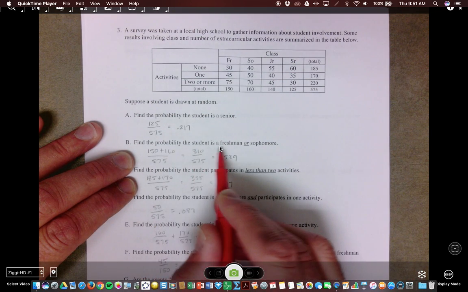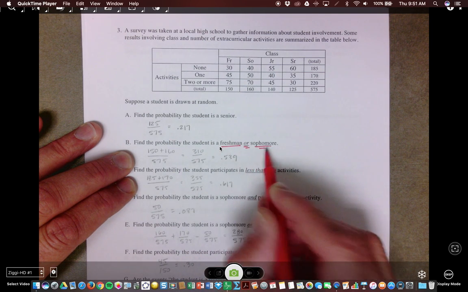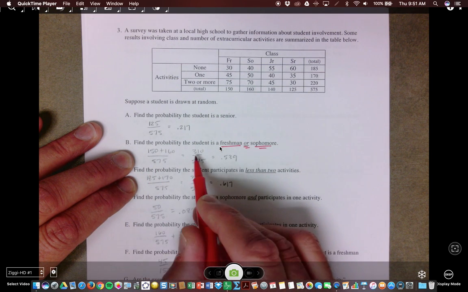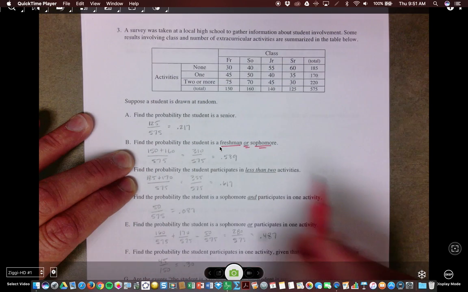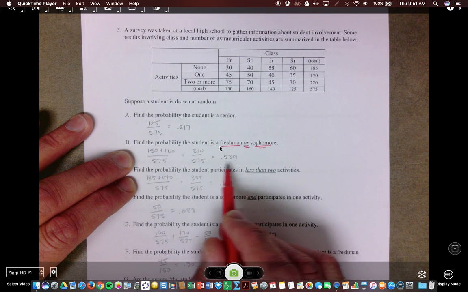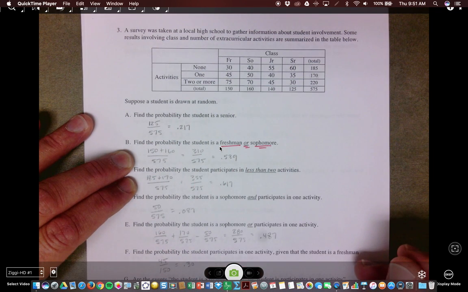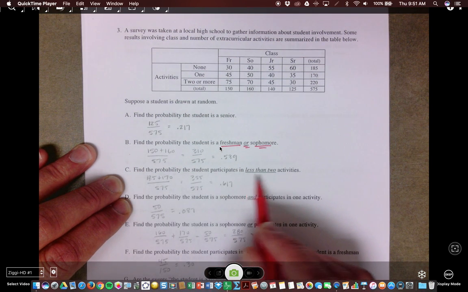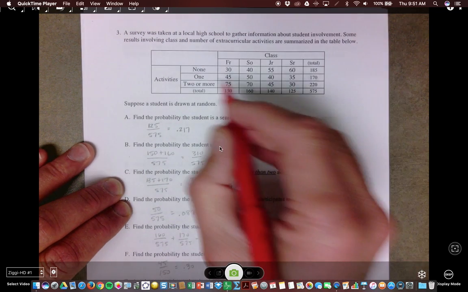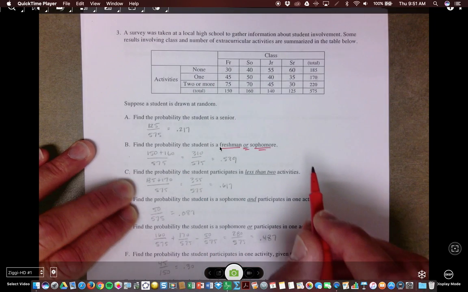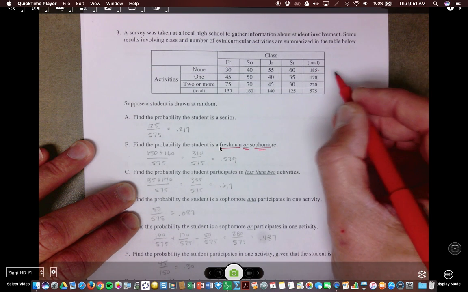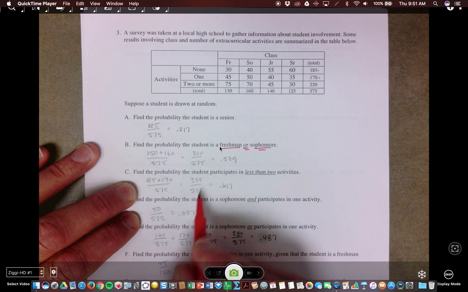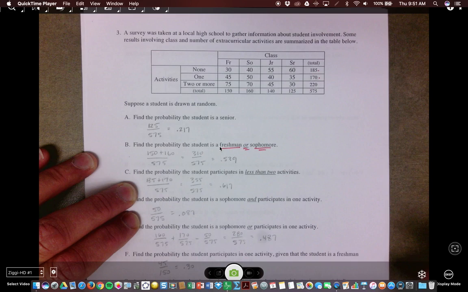Okay, find the probability the student is a freshman or a sophomore. All right, so there were 150 freshmen, 160 sophomores. That's a total of 310 underclassmen. And if you take 310 divided by 575, you're going to get about 54%. Okay, find the probability that a student participates in less than 2 activities. Well, less than 2 activities means 1 or none. And so there were 185 people that were involved in no activities and 170 in 1. That's 355 out of 575, which is about 61.7%.